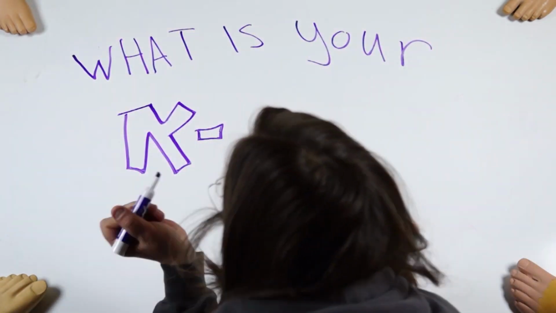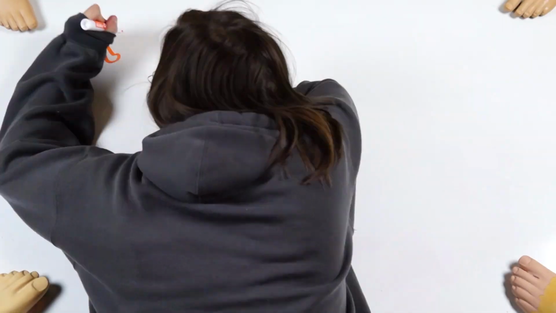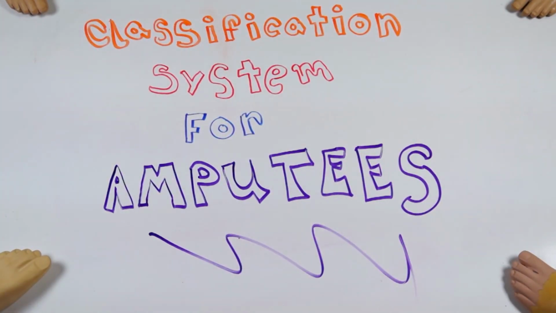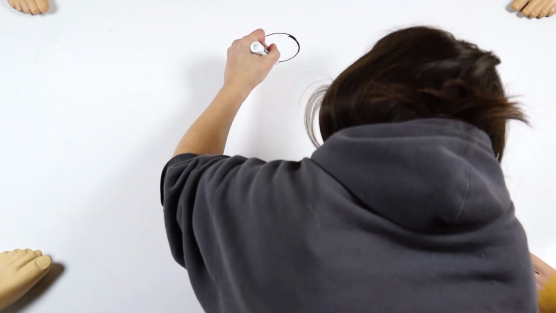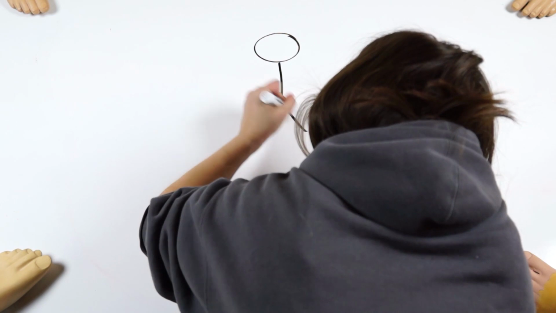In this video, I'm going to be talking about why K levels are important. So you might be asking yourself, what is a K level? K levels are a classification system for amputees. Your K level is your actual or potential level of functional mobility.